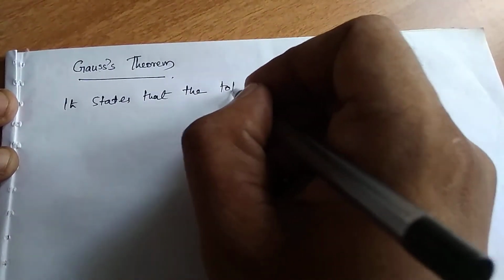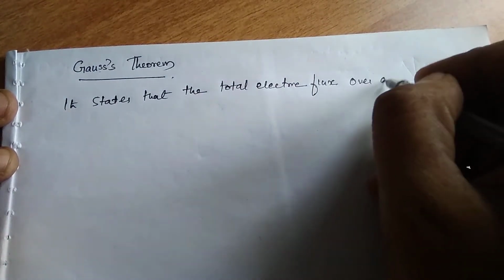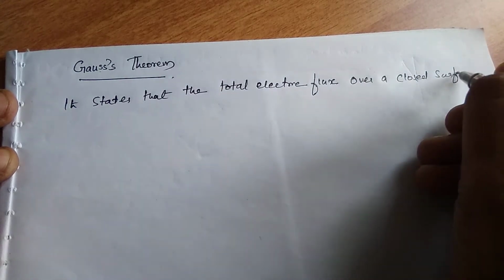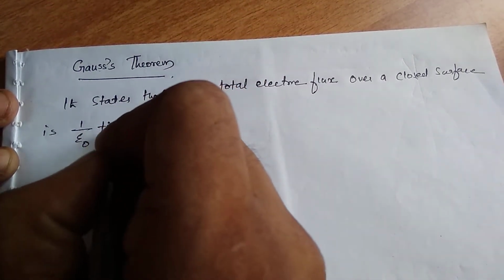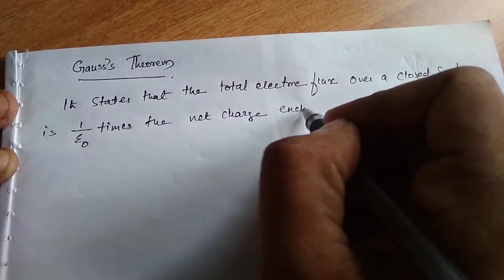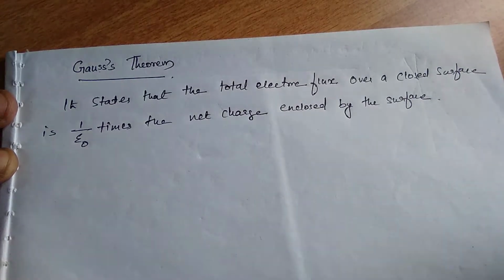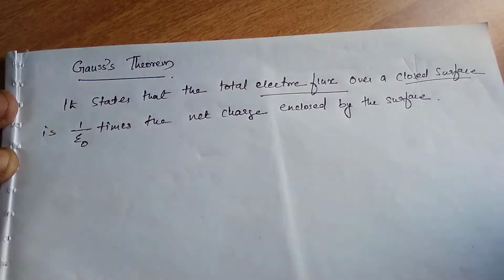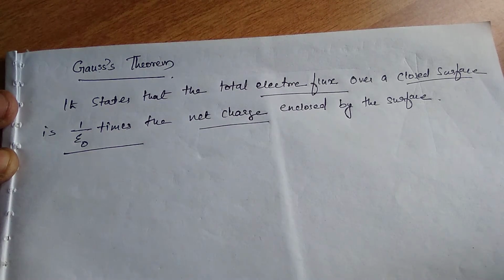Statement: it states that the total electric flux over a closed surface is 1 by epsilon 0 times the net charge enclosed by the surface. Okay, it states that total electric flux over a closed surface is 1 by epsilon 0 times the net charge enclosed by the surface.